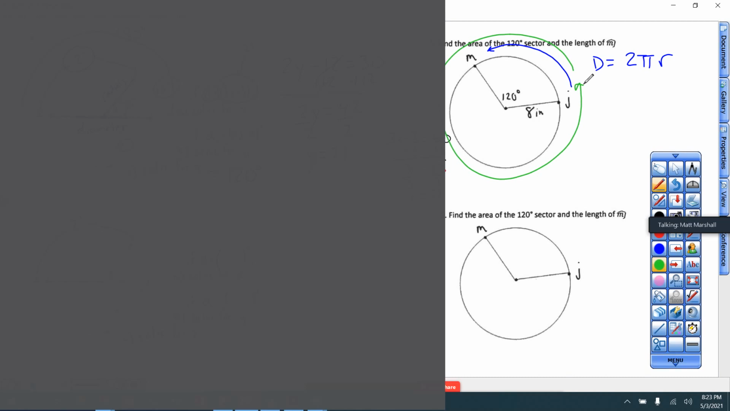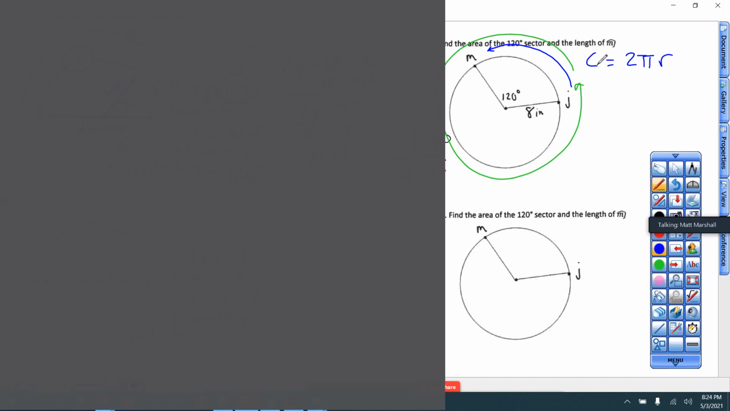Wait, is that right? Wait, what am I doing? Hold on a second. Diameter is the perimeter of a circle, right? Oh, circumference. So circumference, that's not diameter. Circumference is a C, sorry. Diameter is 2 radiuses. All right, so circumference of the circle.